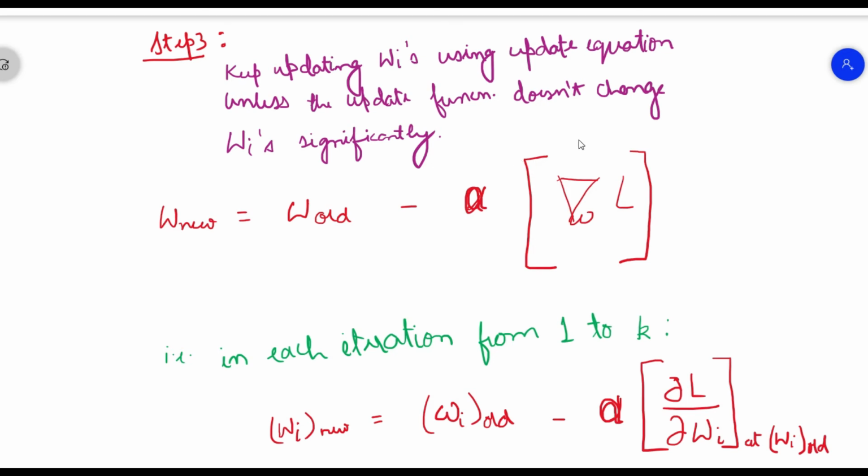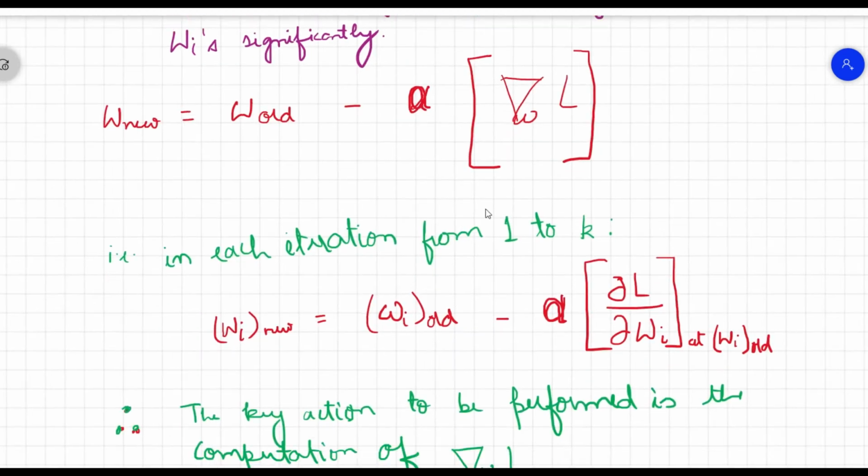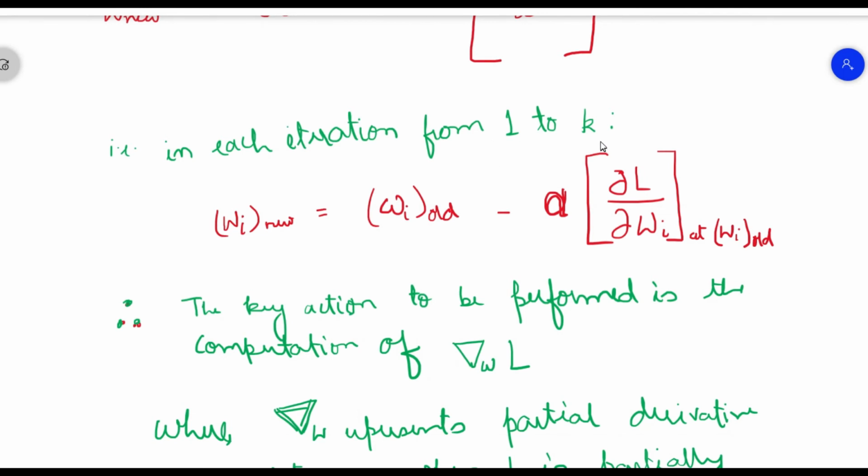In the last step, we keep updating the weight vector values using this update equation until we reach the convergence point, or until the update function does not change the value of the weight vectors significantly. As already explained, say at k we reach convergence. In each iteration from 1 to k, we apply this update equation: wi new equals wi old minus the learning rate multiplied by the derivative of the loss function with respect to each of the wi's at wi old.